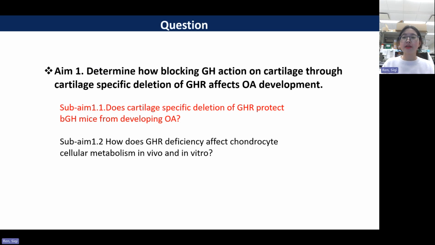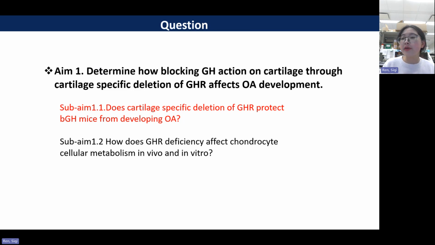After observing this difference in OA severity among our growth hormone mouse models, the next logical step was to further investigate the mechanism behind this effect. Our first research aim is to determine how blocking growth hormone action in cartilage, through the cartilage-specific deletion of growth hormone receptor, affects OA development.